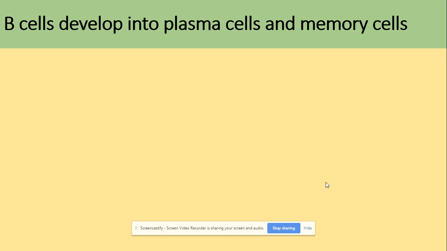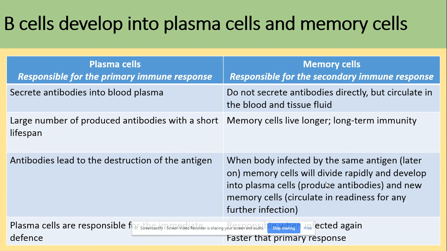Right? So in terms of the specification, we've mentioned that B cells can develop into plasma cells and memory cells. Of course, there are differences between them. So where are the differences coming from? Especially, we need to know which one of them is involved in the primary and which in the secondary immune response. So plasma cells are involved in the primary immune response, memory cells in the secondary immune response.